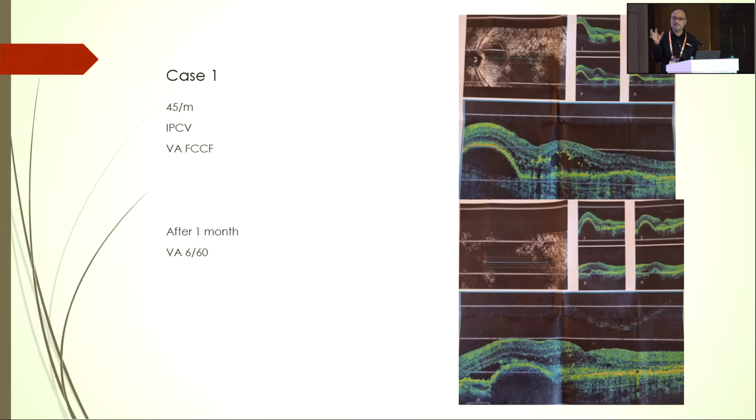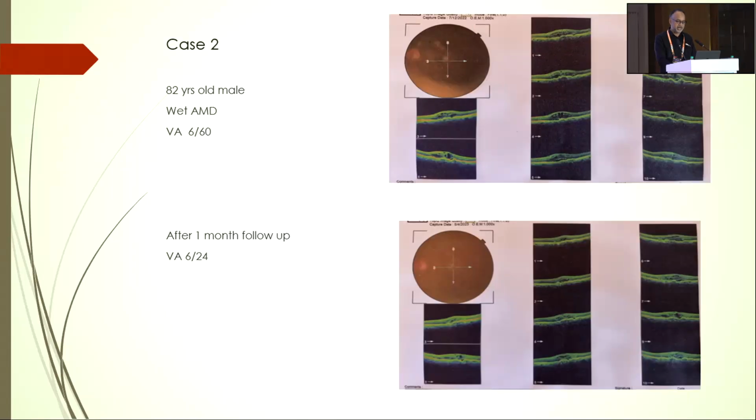So brolucizumab has a faster effect: within 7 days you can see the height of the PED decreasing and the SRF decreasing. It has a longer effect, remaining for 3 months, and it is a sustained effect. And with our patients, more than 80% have a 1 to 2 line improvement of vision at the end of 1 year.